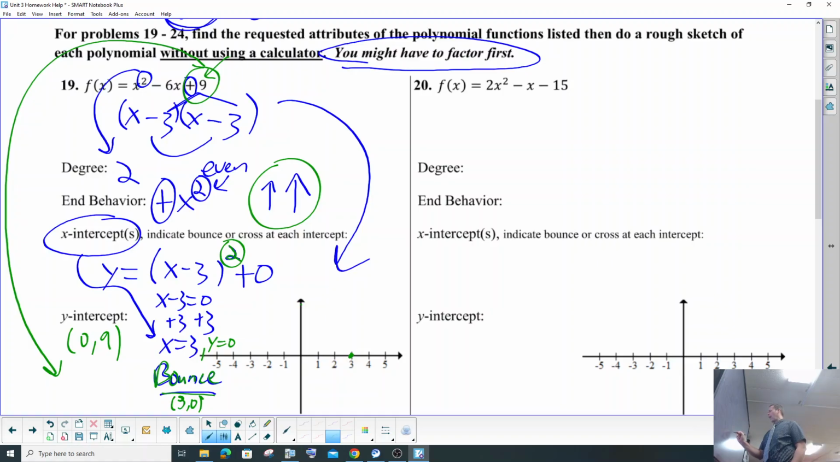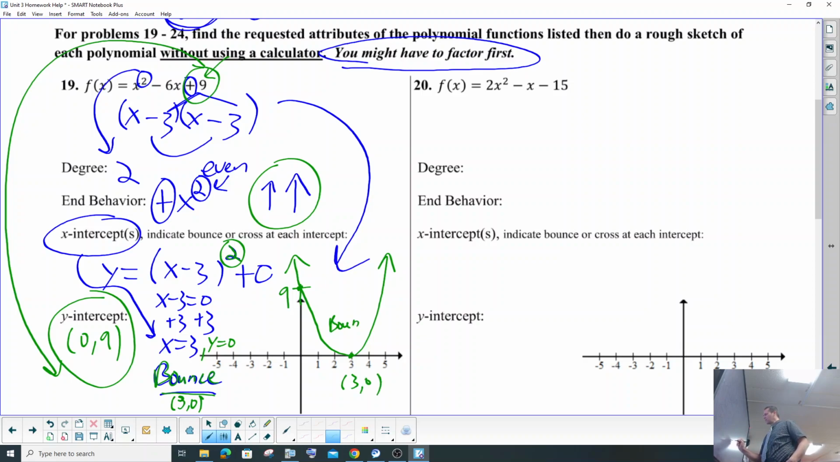There you go. Okay, so at 3, 0, so our end behavior is up, up. We have a y-intercept at 9. And so we're going to come up here. We're going to come down here. So we're going to cross through at 9. And then we're going to bounce like that. Yeah, we did it. There's our y-intercept at 9.